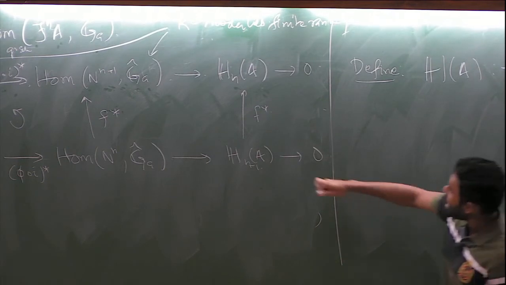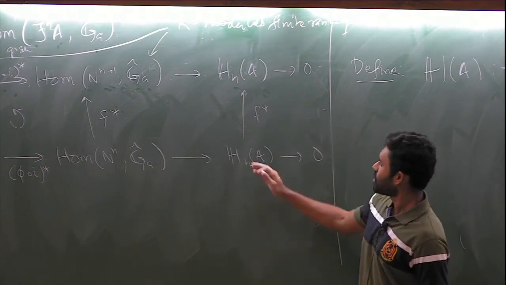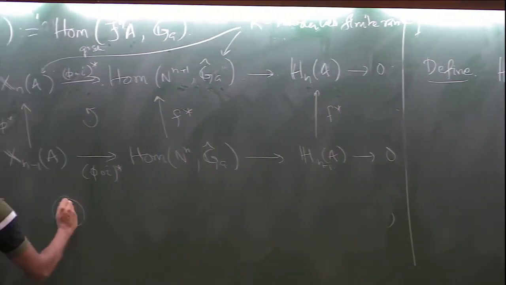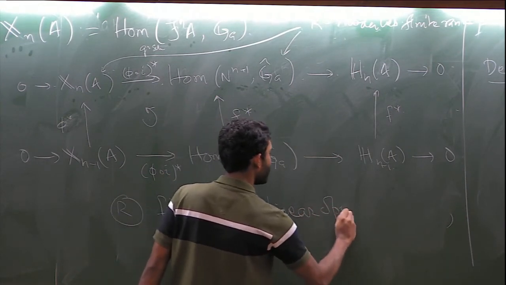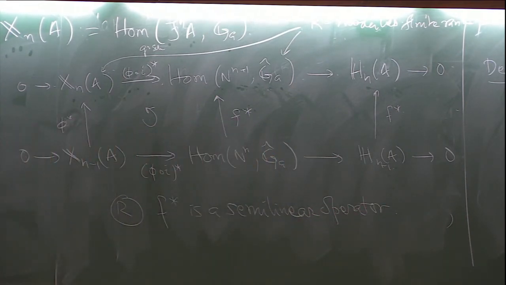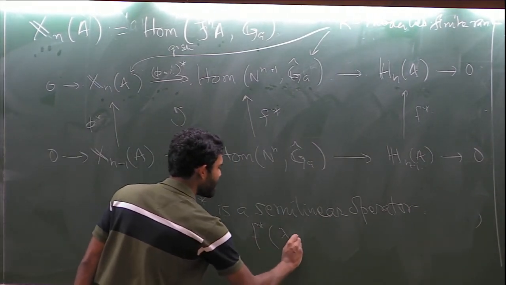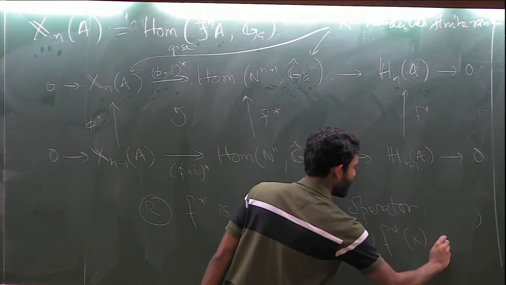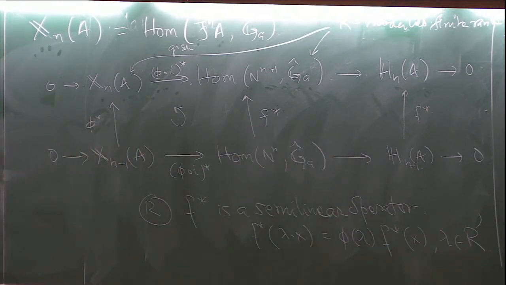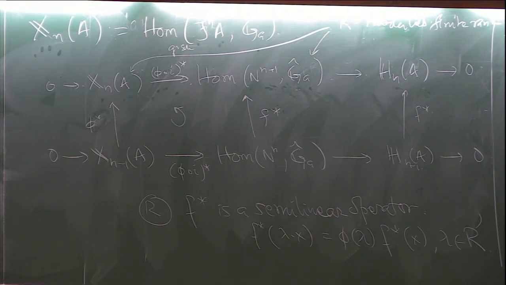Now, at every level, H_{n-1}, you can see that this is in fact a semilinear operator. Maybe I should say here as a remark that F upper star is a semilinear operator. That is simply because the Frobenius is not R-linear. It moves the base by the Frobenius of the base. Semilinear means that F upper star of lambda times x is Frobenius of lambda times F upper star of x, where lambda is in R. As a consequence, when you take the direct limit over u upper star, at the limit you have this semilinear operator F upper star.